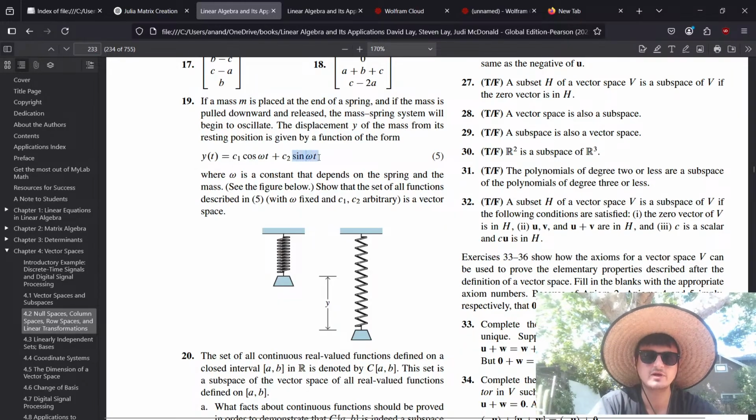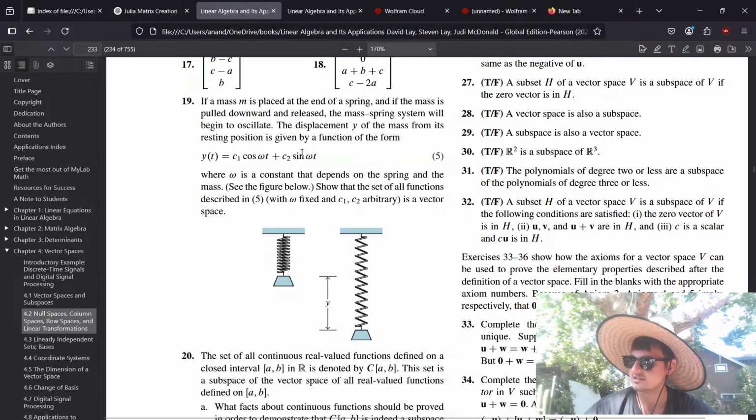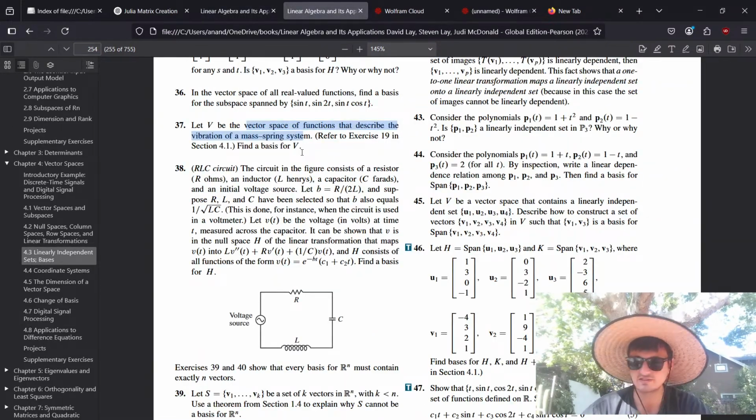First off, you can't write sine as a multiple of cos and vice versa. And then this just looks like a dot product. Actually, is dot product the right name? No. But what I'm saying is that you have a coefficient times some vector plus a coefficient times some vector. So what I would say is that the basis in 37 is the vector cos omega t and sine omega t.